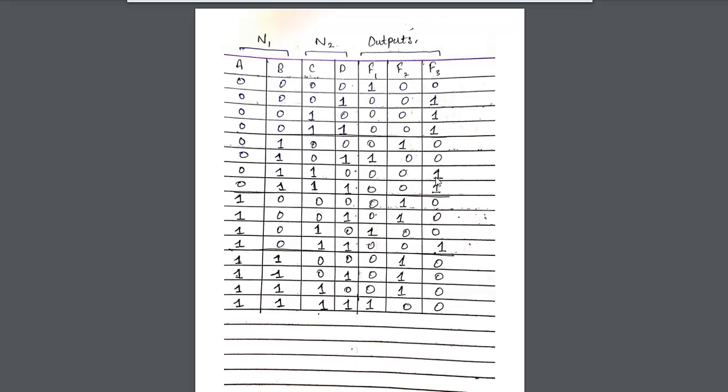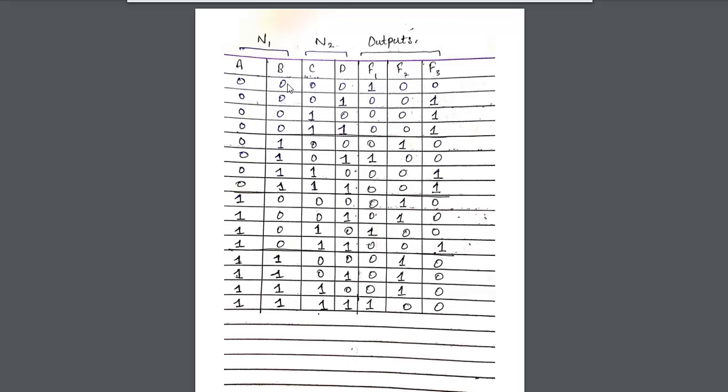Now, for that I have made a truth table in which you can see the inputs A and B show the number n1 and C and D show a number n2. And here are the three outputs in which F1 will show if the n1 and n2 are equal, F2 will show if n1 is greater than n2, and F3 will show if n2 is greater than n1.